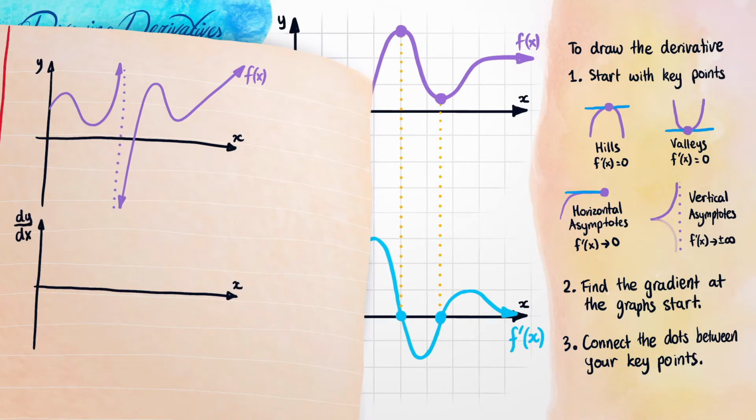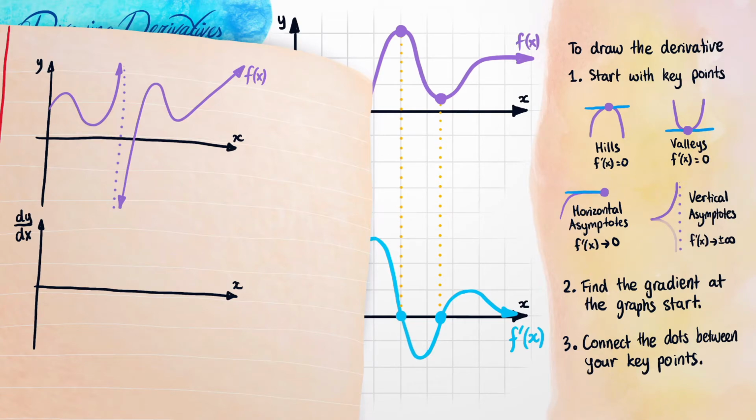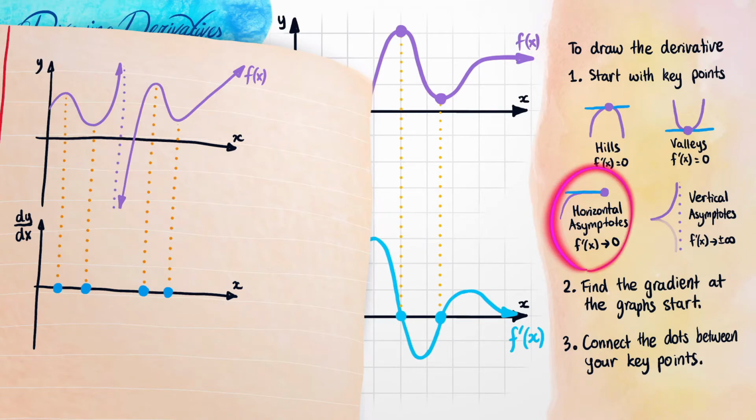Now, as we said, for the first step we're going to start by marking on the key points. So I'm going to begin by looking for hills and valleys. You notice that we have one here, here, here, and here. So let's mark that on the graph first. Now, we don't have any horizontal asymptotes, but we do have a vertical asymptote here. So let me go ahead and extend it to the bottom graph as well.